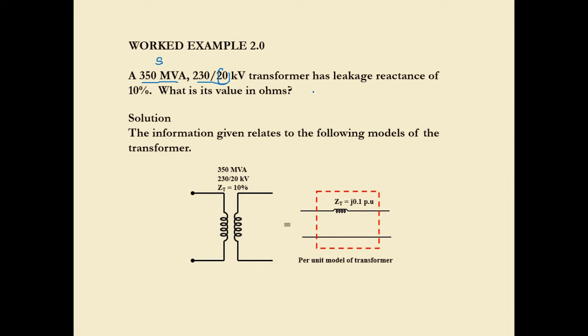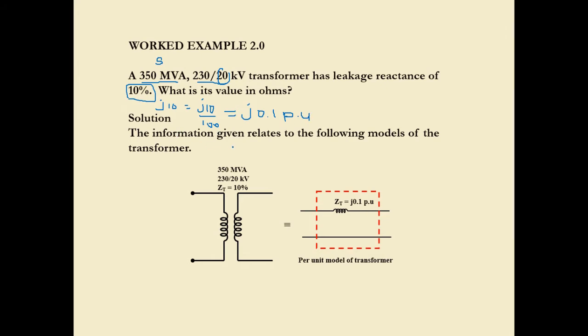The transformer has a leakage reactance of, again, this value, j10. So we have j10 over here for the leakage reactance. What is its value in ohms? Once you convert to per unit, simply divide by 100, so we are going to have j0.1 per unit.